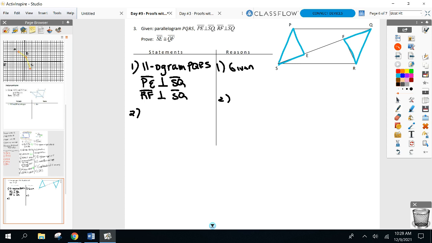One minute in your group. Find a pair of sides or angles that would be congruent right now, and be ready to tell me why. I don't care if you use a parallelogram property or something else. Get me a pair of angles or a pair of sides. Go ahead. Just one.